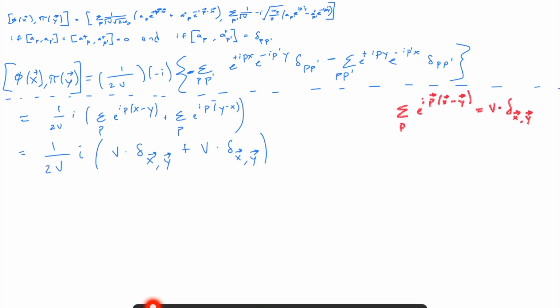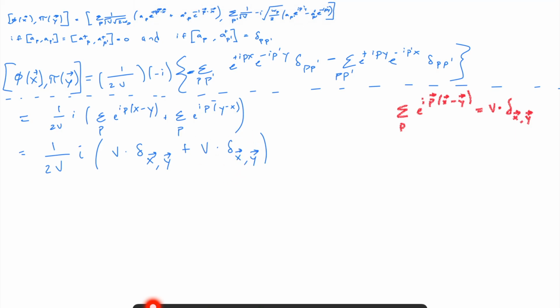Now, remember from the mathematical interlude, the important thing that we assumed: the sum over p of e to the ip (x minus y) is equal to V times the delta function of x, y, this being the Kronecker delta function. Remember, we showed that in the mathematical interlude. So this entire expression would simply become V times the Kronecker delta x comma y. And this entire expression will become V times the Kronecker delta x comma y.